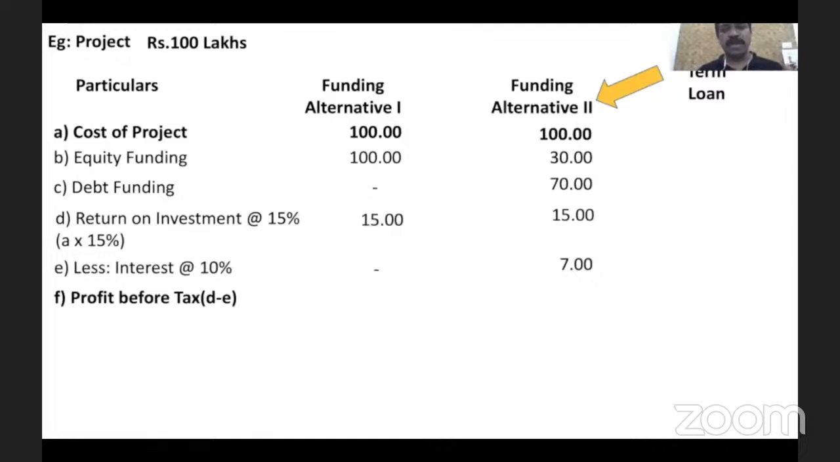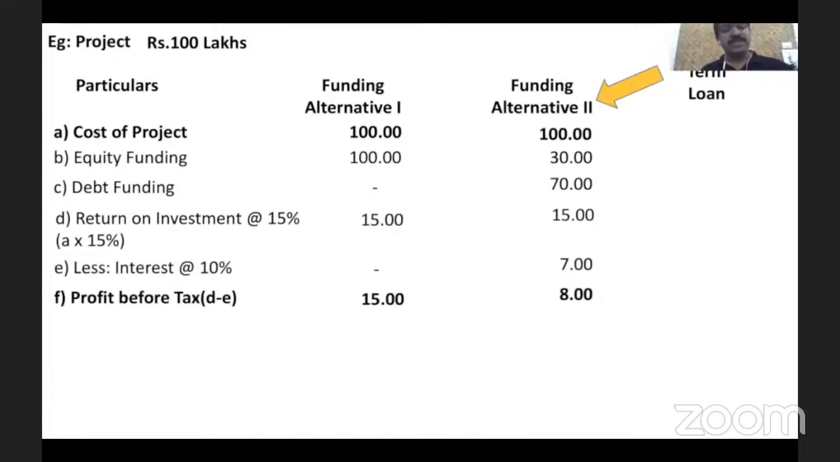So what is the profit before tax in scenario 1? It is 15 lakhs. What is the profit before tax in scenario 2? It is 15 lakhs minus 7 lakhs, that is, it is only 8 lakhs. Okay, so now when you look at it, the profit has come down. But how did I say that if a business goes for a term loan, there will be magnified growth? It is there. Let's understand.